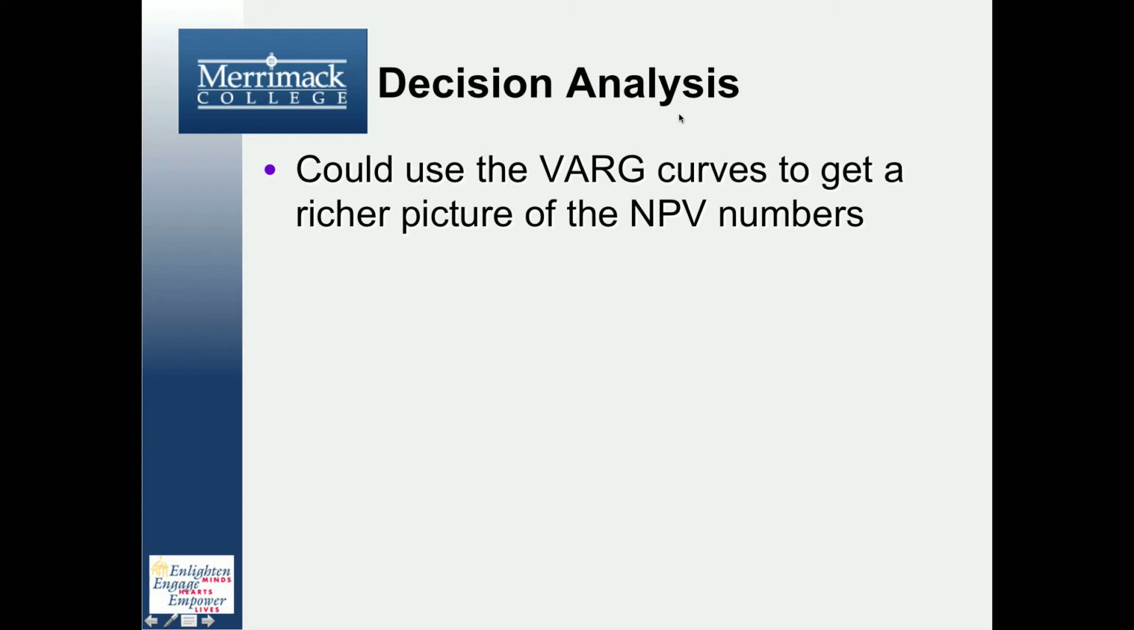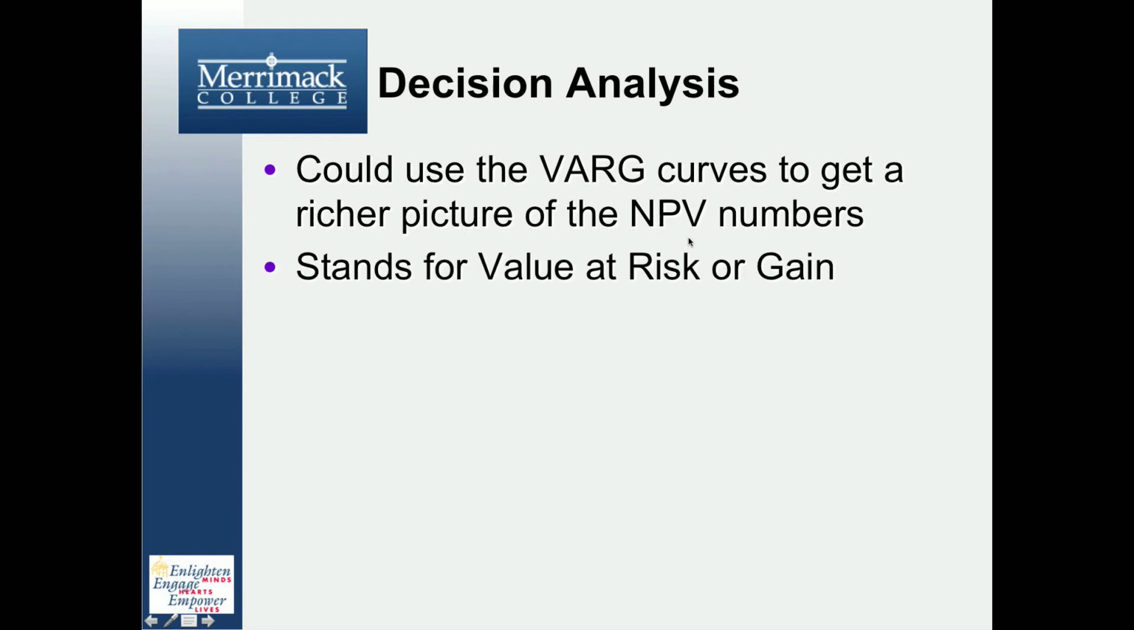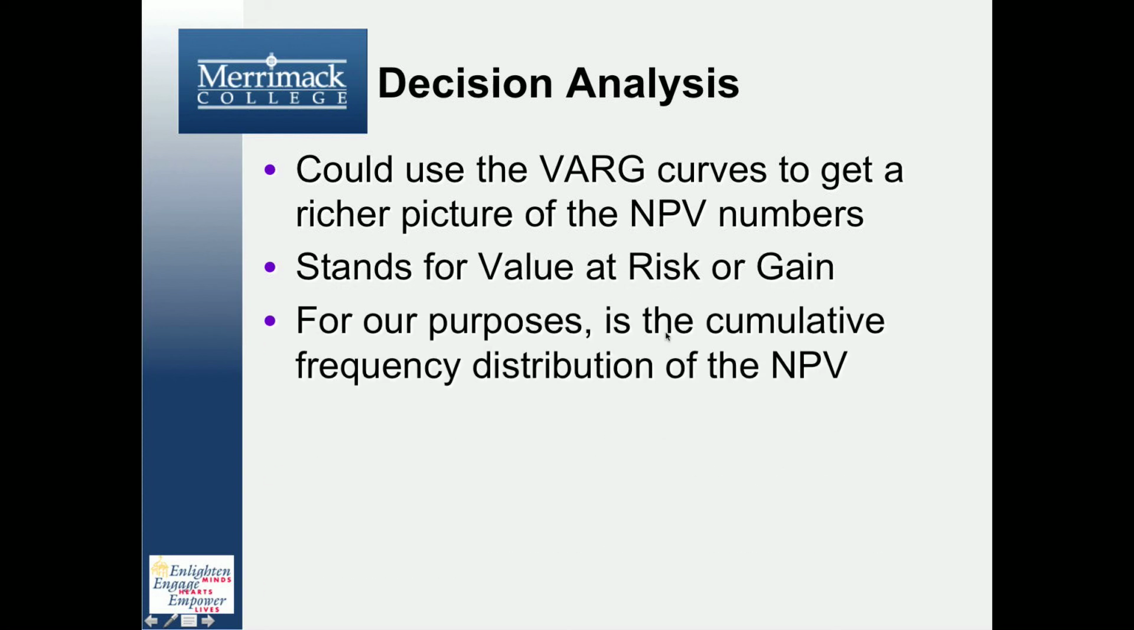So these VARG curves give a much richer picture of the net present value numbers. Introducing variability in the demand, the input variable, makes it a random variable now. The net present value becomes a random variable. And the VARG curve is basically just the cumulative distribution of that random variable. This stands, as I said, for value at risk or gain. For our purposes, it's the cumulative frequency distribution of this random variable.